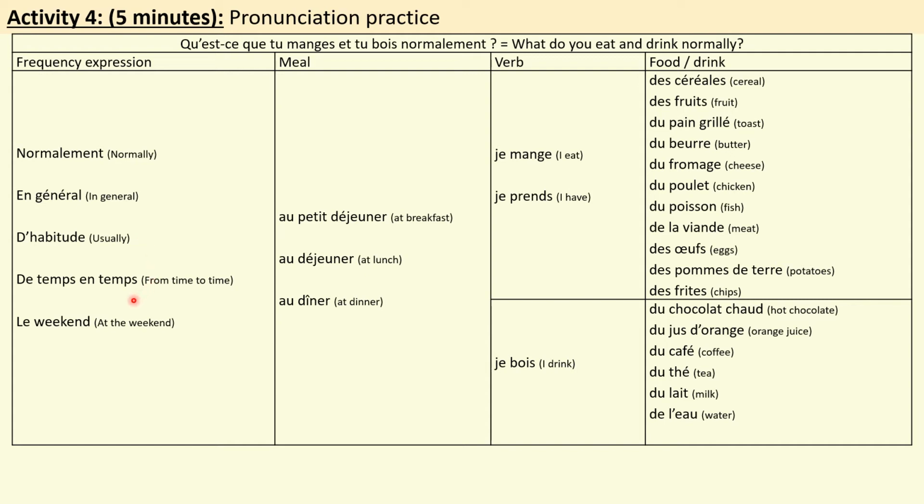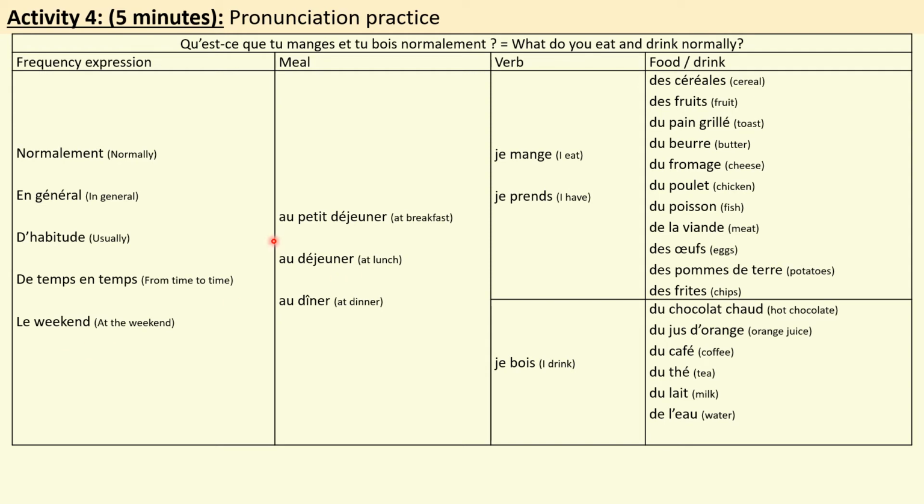Écoutez et répétez. De temps en temps. Notice how we pronounce this S here because it comes before a vowel. De temps en temps. One more time. De temps en temps. And notice how, because there's nothing after this, that sounds like temps. We don't pronounce the P or the S, but with that, we pronounce the S. Temps en temps. Okay? Écoutez et répétez. Le week-end. And again, le week-end.